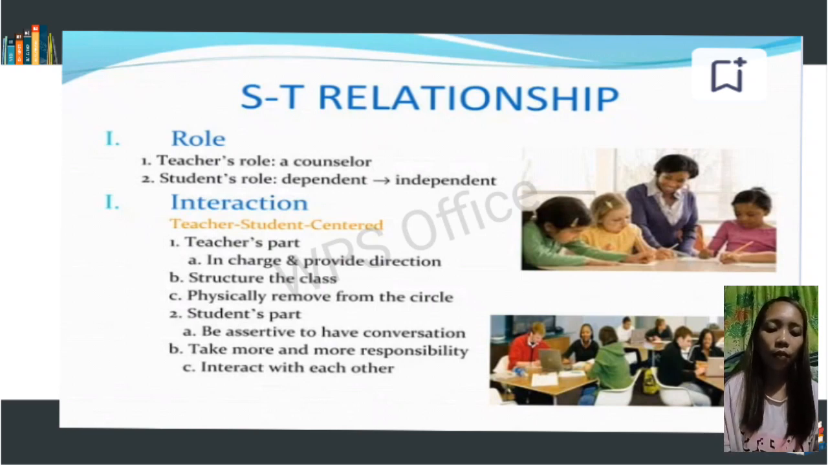So for the students' part, first, be assertive to have conversation. You really need to have conversation. So the students really have to communicate with the other students. Second, take more and more responsibility. So the students here are the ones to develop more responsibility, no, to learn that language. And third, interact with each other. So the students are going to interact with their classmates or their co-students and communicate with them.